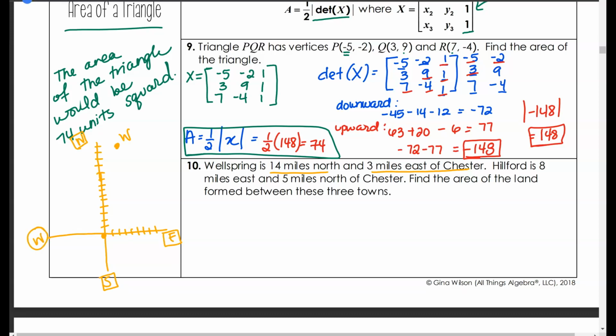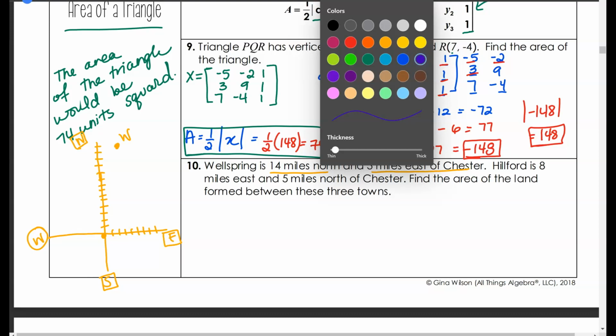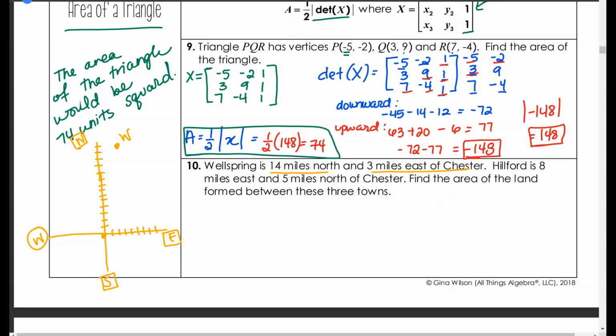So then if we are 8, so here's 1, 2, 3, 4, 5, 6, 7, 8, and 5 miles north. So here's 1, 2, 3, 4, 5. This is where Hilford would be at. And then this is where Chester is at. So we are essentially finding the area of the land formed between these towns. So we are really looking at the area in here. Okay. So let's look at these points.